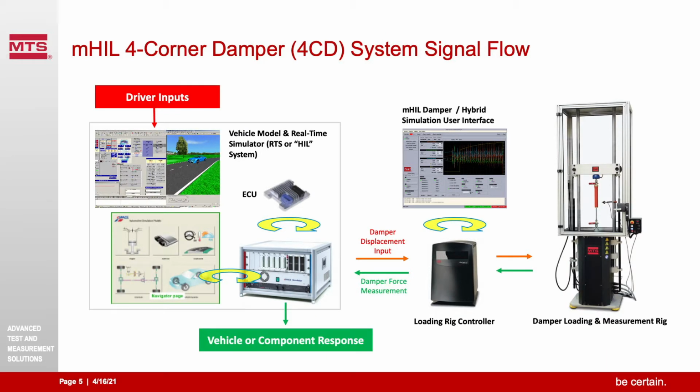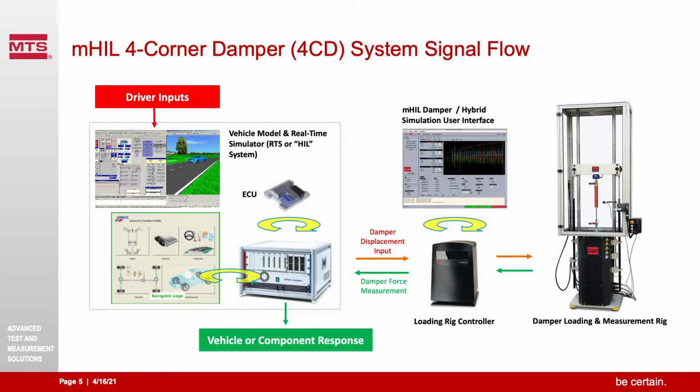The signal flow for this system, that's starting at the upper left. You have driver inputs that go into the vehicle simulation model. The virtual vehicle model responds to these inputs, and we send a damper displacement input to the right in this diagram over to the loading rig controller, which gets sent over to the damper loading rig. This damper displacement gets inputted to the damper. We measure the force from the damper in real time and send this back to the virtual simulation. Ultimately looking at the bottom here, a vehicle level response, or a component response, including the dampers in the loop with the vehicle model.